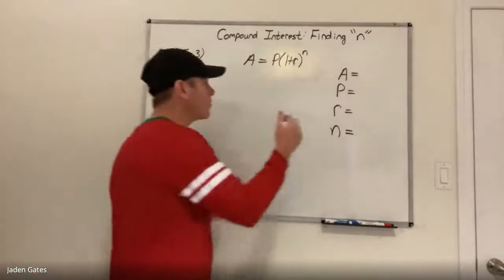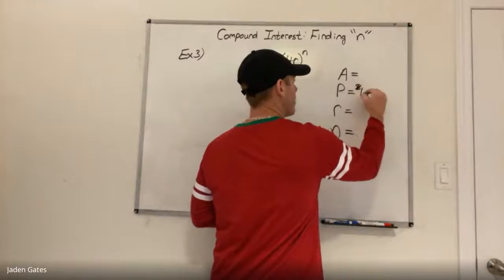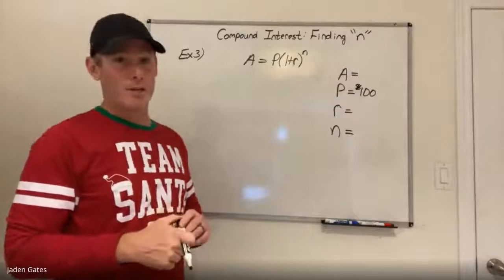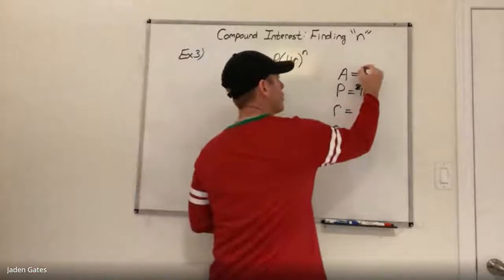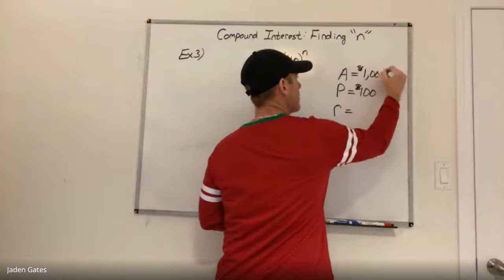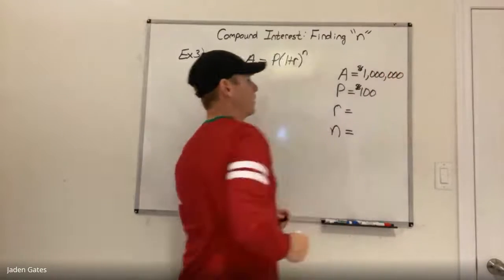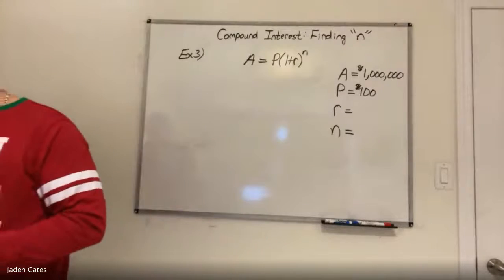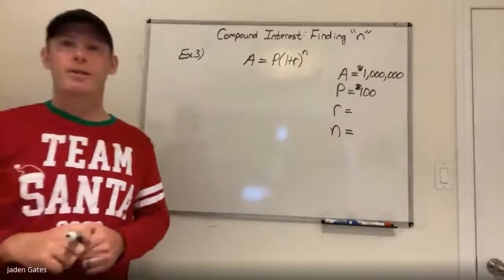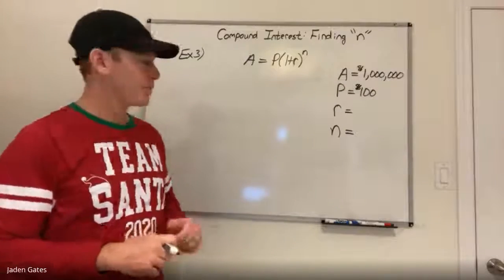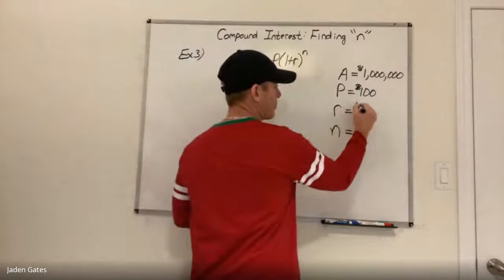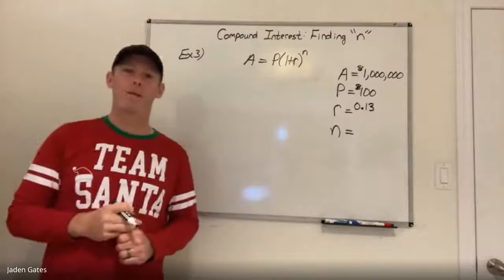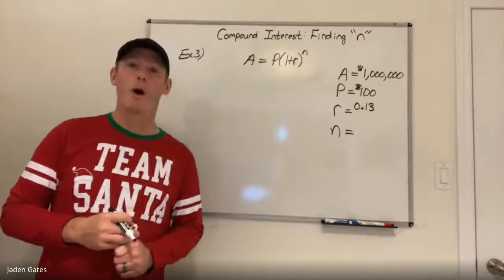All right, so let's see here. So you borrow $100 off a friend. So I'll put $100 in here. And I want to know how long it's going to take before you owe them, nice friend, $1 million. So that's your accumulated amount, $1 million. All right. Now the interest rate. The interest rate is 13%, but it is compounded monthly. So first off, I switch the percent to a decimal, so I got 0.13. But because we're compounding monthly, I got to divide it into 12 equal parts.